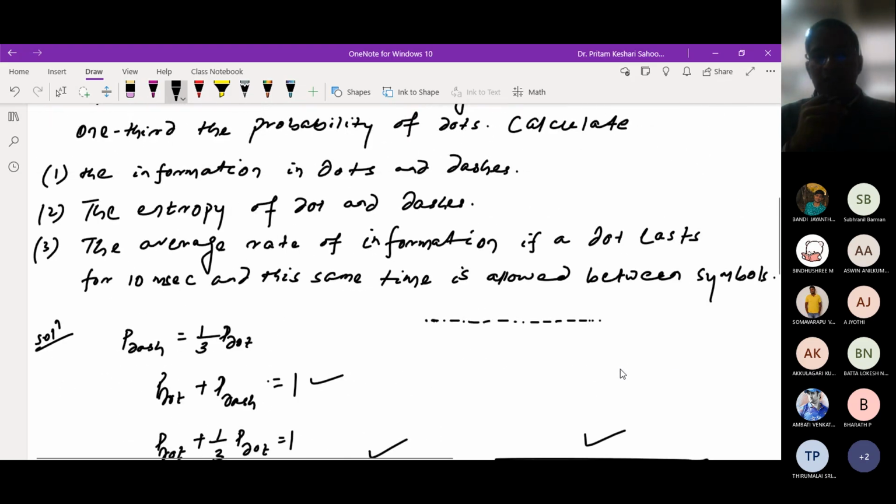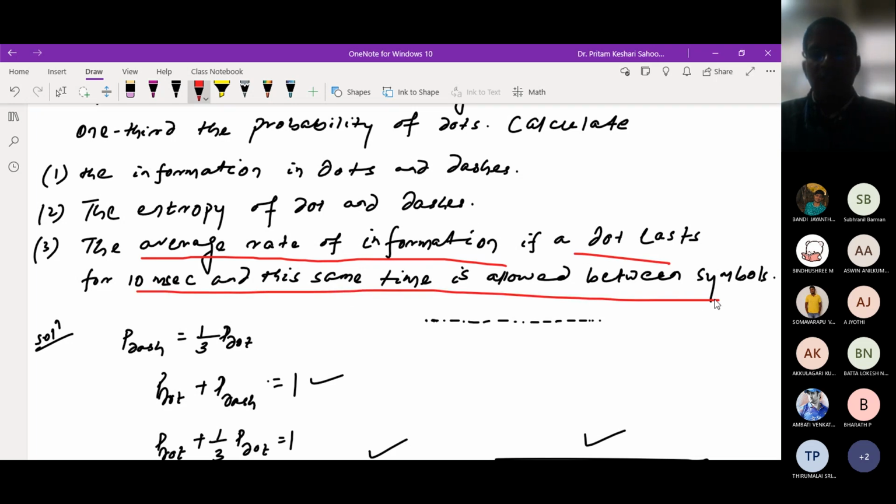Now come to the third bit. You have to calculate the average rate of information, if a dot lasts for 10 milliseconds. Okay, so what you see is what has been asked. You don't have to calculate the average rate of information in general; rather, you have to calculate it under this particular condition. The condition is given here.